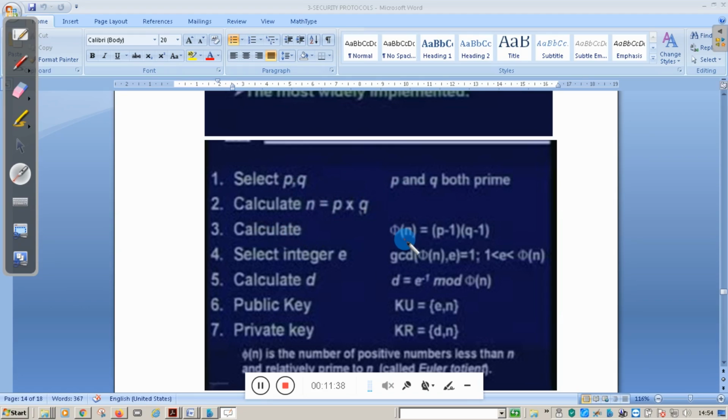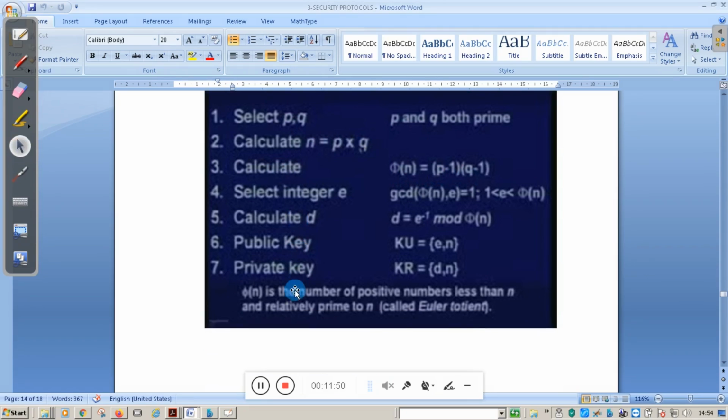Third step is to calculate phi of n. Phi of n is also called Euler's totient, and it is equal to (P minus 1) into (Q minus 1). Now what is this phi of n, or Euler's totient? It indicates the number of positive integers less than n and relatively prime to n. Now in the fourth step, select an integer e such that GCD of phi of n and e is equal to 1, where e is greater than 1 and less than phi of n.